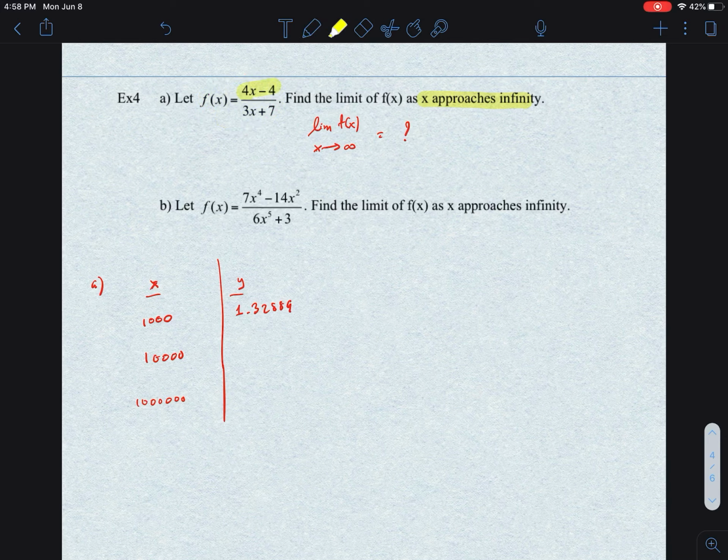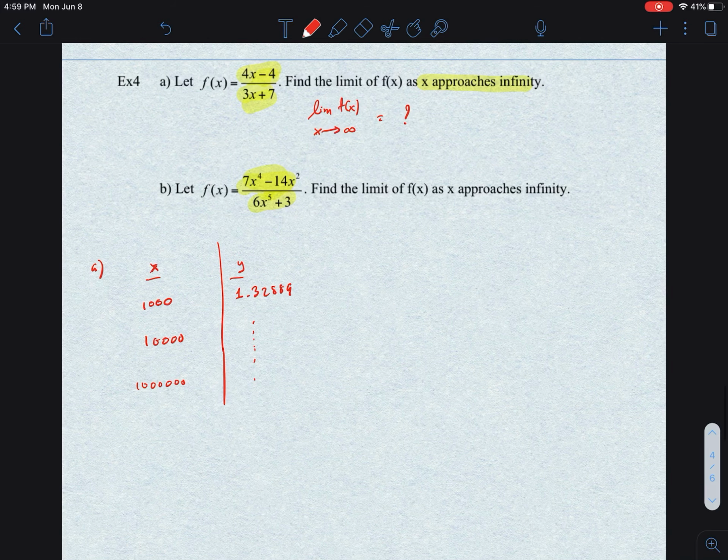But this is okay for a function that doesn't have any exponent, right? It's just power 1 there. But what if something like this? Do we want to sit there and plug numbers into something to the 4th power, right? It's going to become very tedious and complicated. So there's got to be a much easier way to do this, right? And luckily for us, there is an easy way.